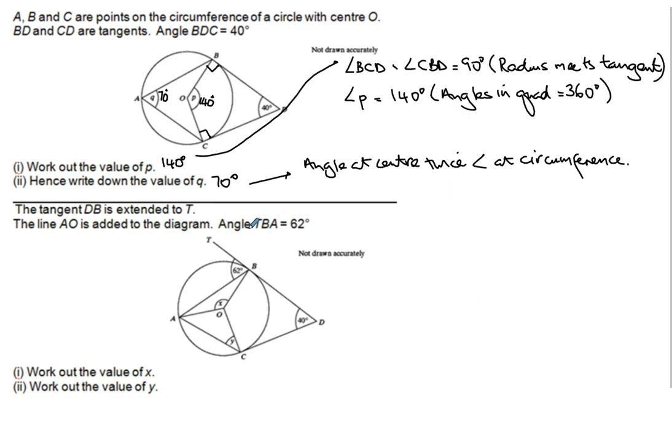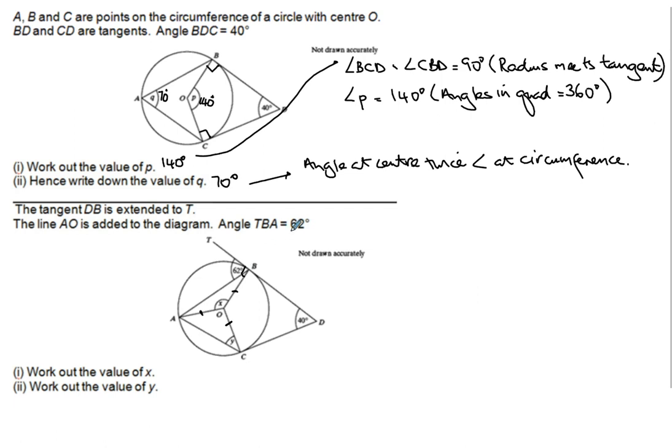This is an extension of this question. So the tangent dB is extended to T. So once I look at that here, I say, oh, look, that's 90 degrees. So this time they seem to want that 90 degrees there. The line AO is added to the diagram. And the minute I do that, I can mark all my radii. You can see these are all radii, which makes it so much easier. Your life's just full of isosceles triangles.